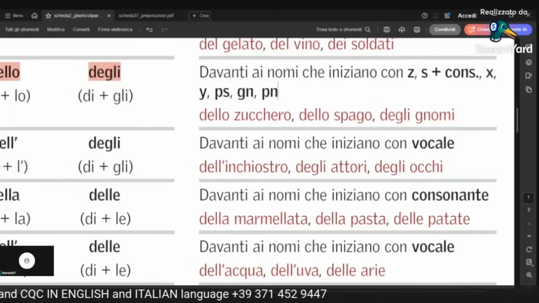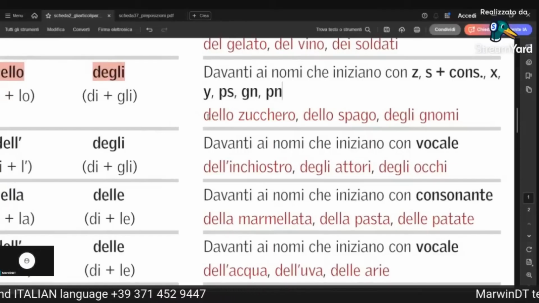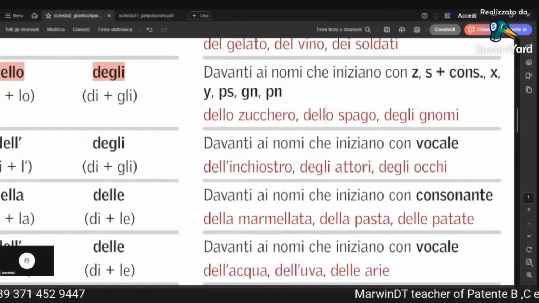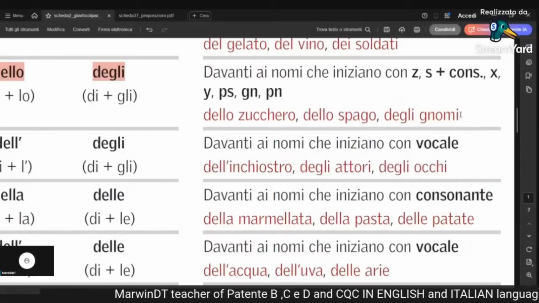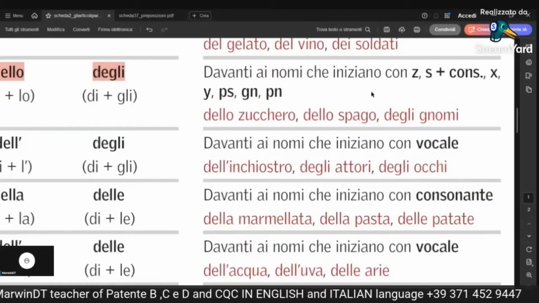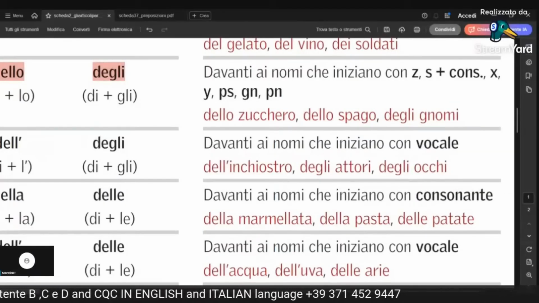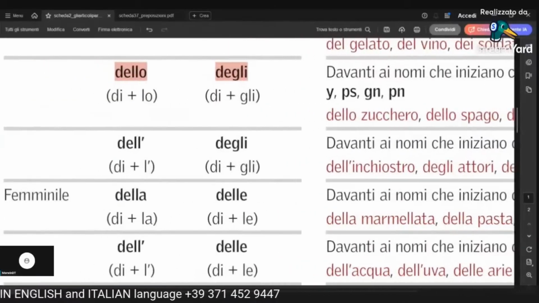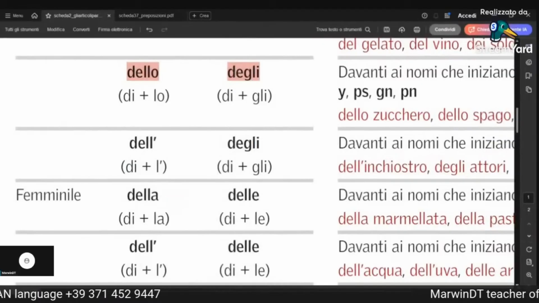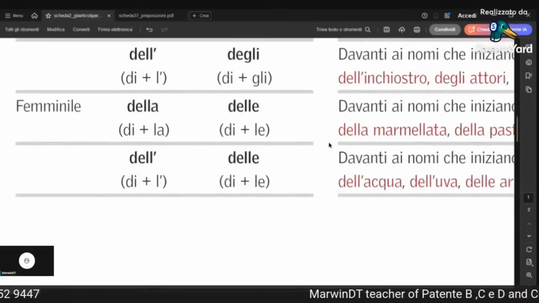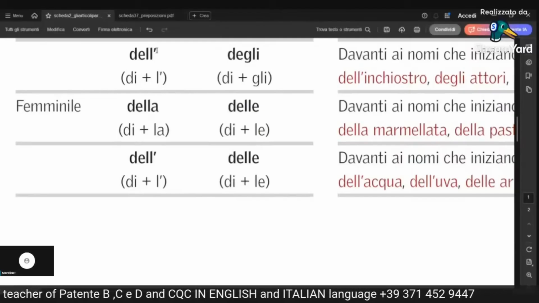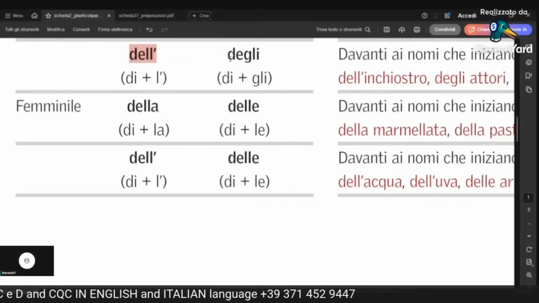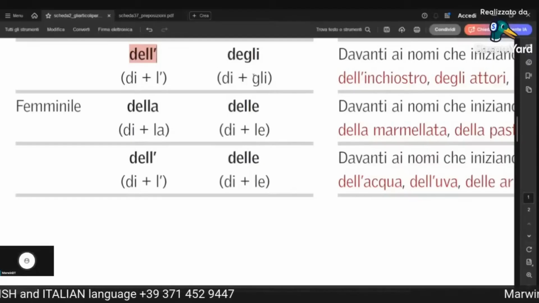Okay. These are some of the examples. Dello zucchero, dello spago, dei gnomi. Okay, these ones are just simple, short examples. Okay, very good. Let's move forward. Dell' with apostrofo is the addition of D plus l apostrofo. Very good. Then dei is D plus gli.